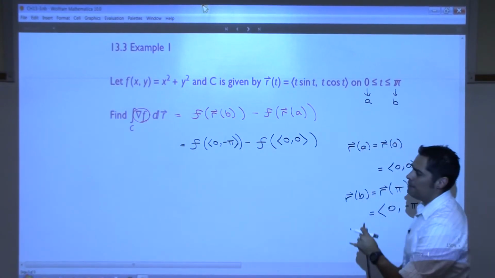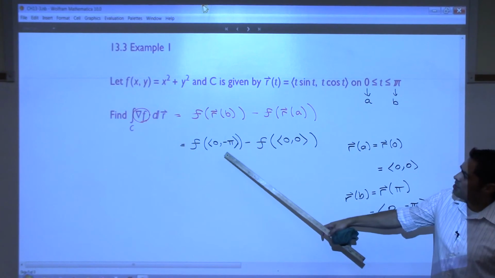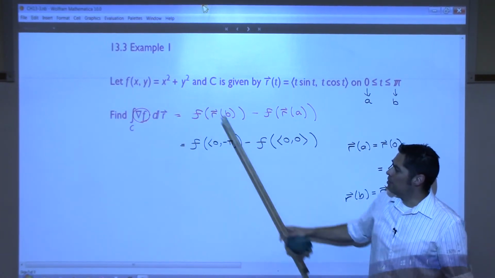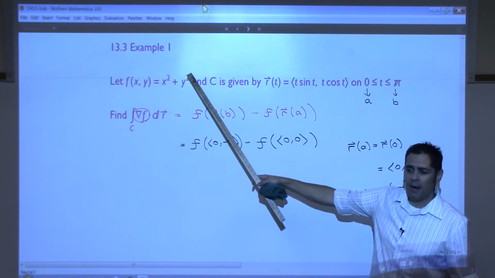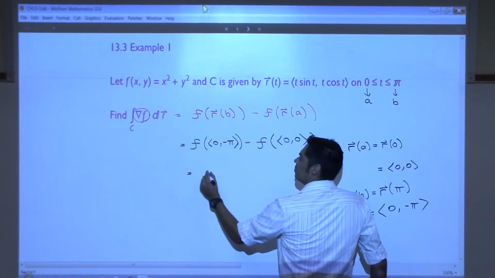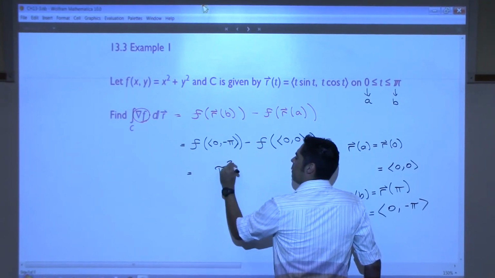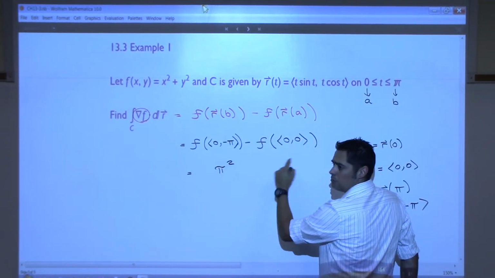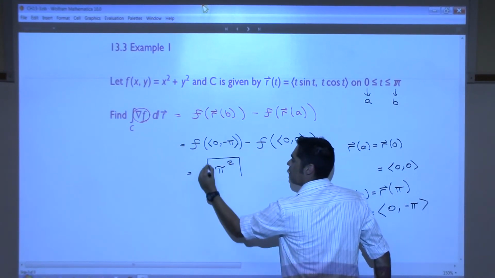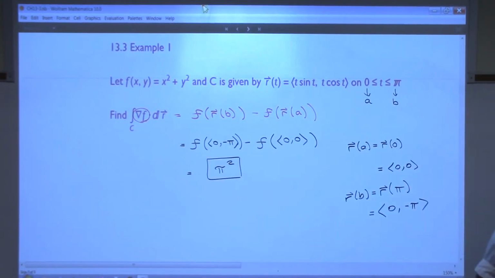So all we mean is you take your scalar function, you replace x with 0, you replace y with negative pi. So what would you get here for this first one? Pi squared. And then over here, 0 squared plus 0 squared, so you get 0. So your answer is pi squared. Understand? Are you sure you understand? Okay, there's no magic to this.